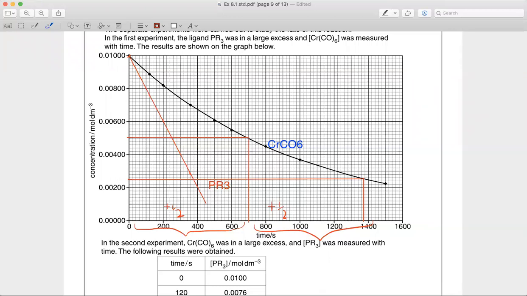Please write down the formula. Don't write down chromium complex. Write down CrCO6, first order, and then to give a reason, because the half-life is constant, which is about 700 seconds. Okay, use the unit that is given to you in the axis, seconds.